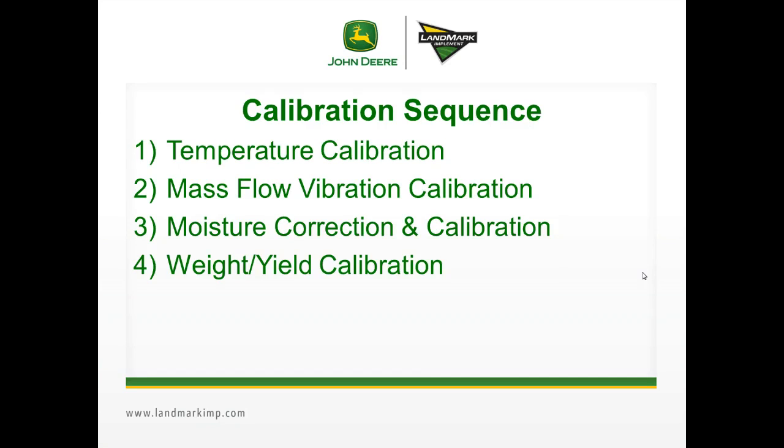First, we need to calibrate our temperature and do our mass flow vibration calibration. The mass flow vibration calibration needs to be done once at the beginning of each season for each type of head. So you might have to do it twice if you have a corn head and also have a flex head. Then we will need to do our moisture correction and calibration. And then finally, we can move on to the weight and yield calibration.